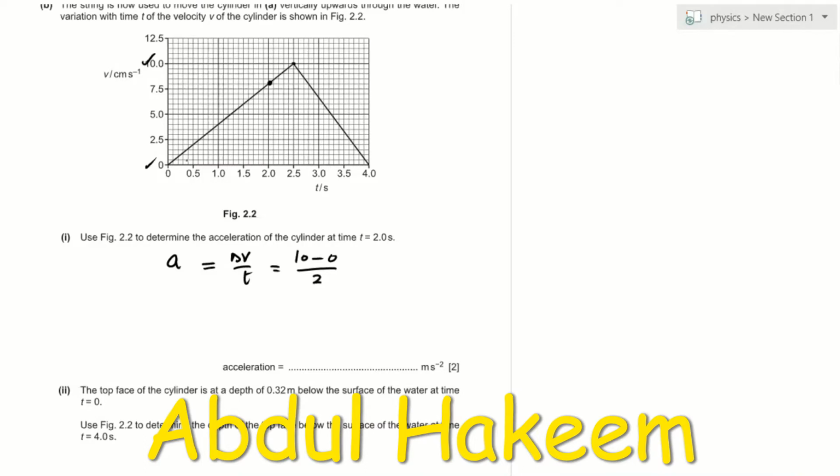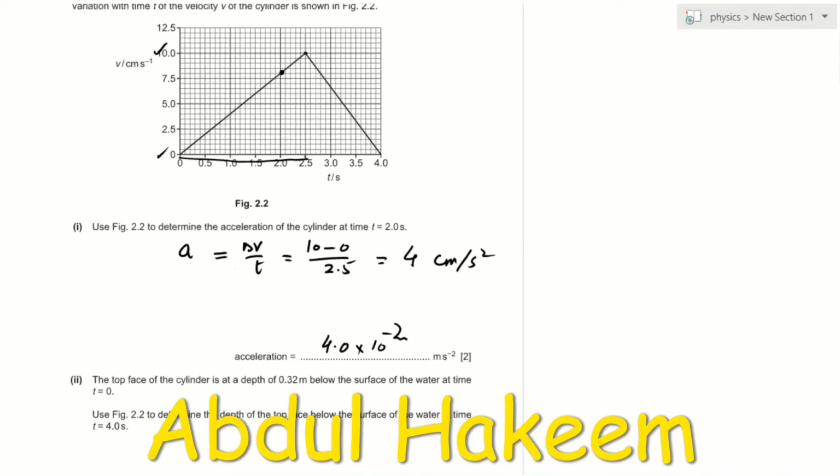So the difference is 2.5, and the time is 2.5 for this 10. So the answer is coming 4 centimeter per second square, but we have to write this in meter. So we can write 4.0 into 10 power minus 2 meters per second square.